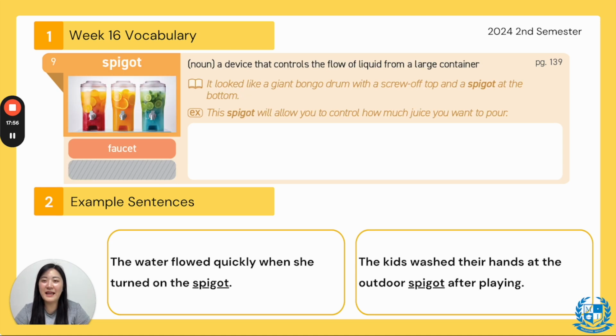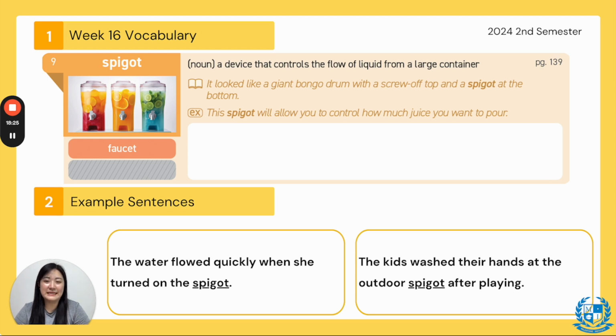Next one, number 9, everyone say spigot. Spigot. It is another word for faucet, and it is a noun. It's a device that controls the flow of liquid from a large container. So if you look here in this picture, it is this silver part, this metal part here. You can turn it on so a lot of liquid comes on, or you can turn it a little for a little bit of liquid to come on, or you can just turn it off.